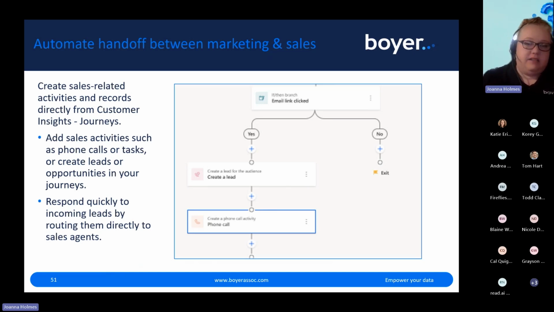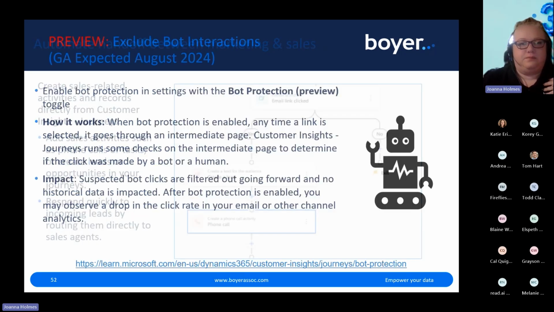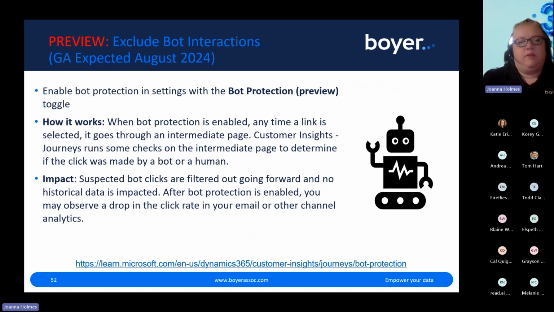I can add a tile into my journey to say, take this information, create an opportunity. We can also use that to create phone call activities or task activities as well to, again, route that information to the salespeople that we need. This is something in preview, and I wasn't going to cover things in preview, but I'm really excited about this one. In August, not that far away.